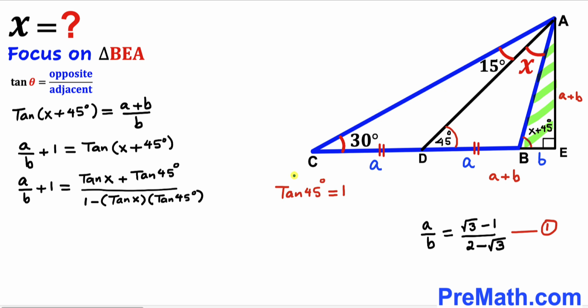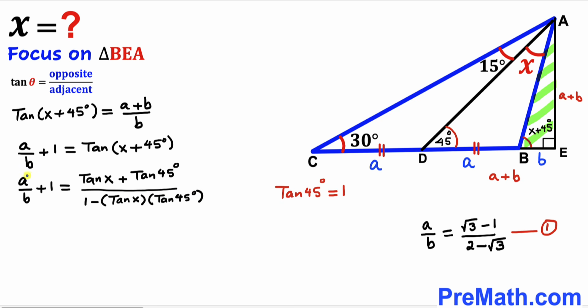And now we know that tangent of 45 degrees is 1. So we are going to substitute that tangent of 45 degrees value over here. So this is going to become 1. Likewise, I'm going to replace that tangent of 45 degrees value with 1 over here as well.